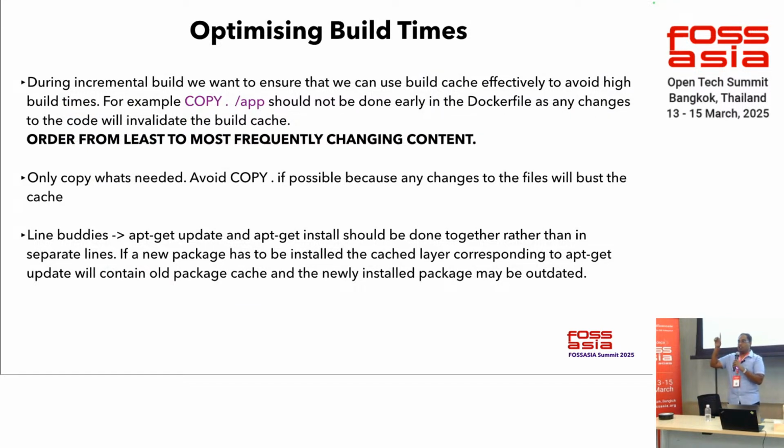So I think one thing that we want to remember when we create Docker files is we have to order from the least to most frequently changing content. For the first scenario, we saw how cache actually helped us, right? And in the second scenario, we saw how cache actually did not help us, because a disadvantage of having cache is sometimes you're installing older versions and you're not always up to date. So we see both scenarios, and this is the concept of line buddies where you have apt-get update as well as apt-get install in the same line, right?